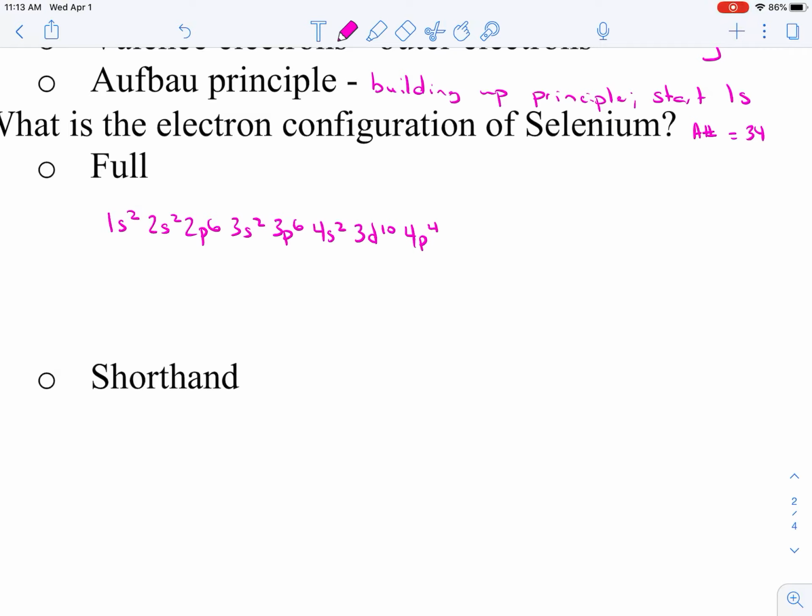To do the shorthand method of selenium, we're just going to go bracket and the noble gas prior to it, which is argon. And then that takes the place of all of this up here. So then we just end it with 4s2, 3d10, 4p4.